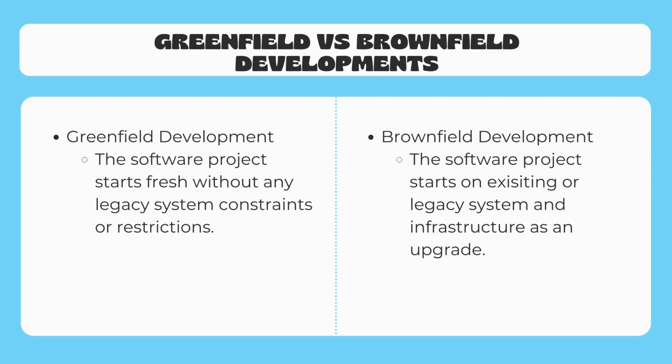Greenfield versus brownfield development. Greenfield development is when the software project starts fresh without any legacy system constraints or restrictions. Brownfield development is when the software project starts on an existing or legacy system and infrastructure as an upgrade.